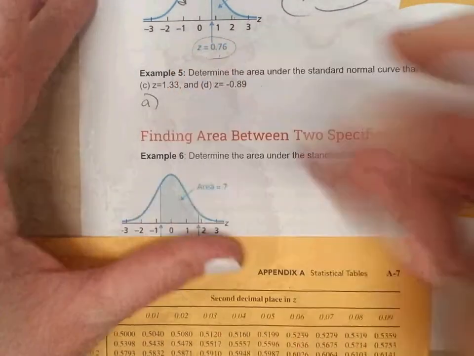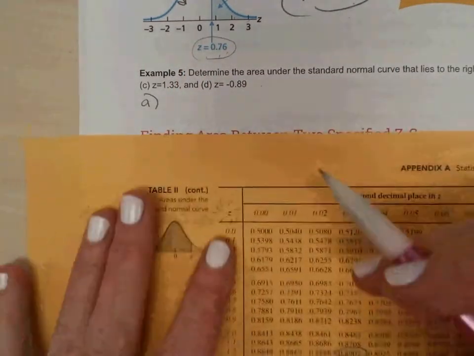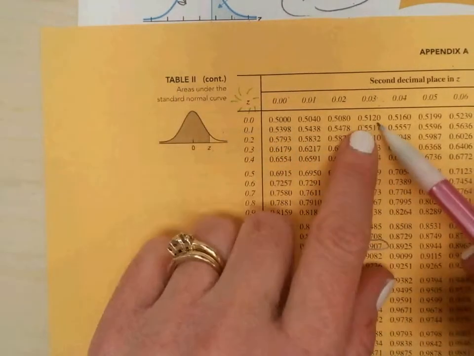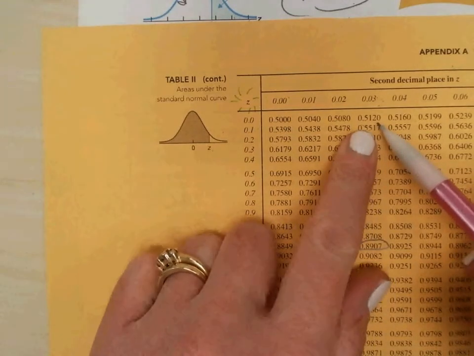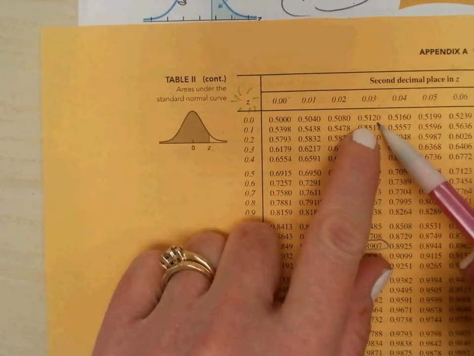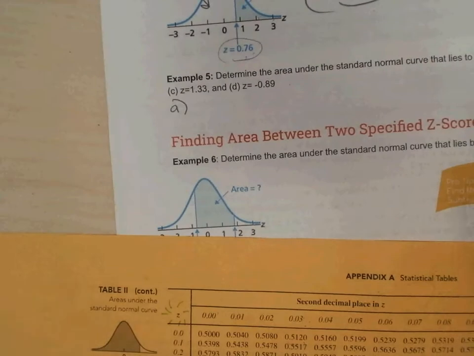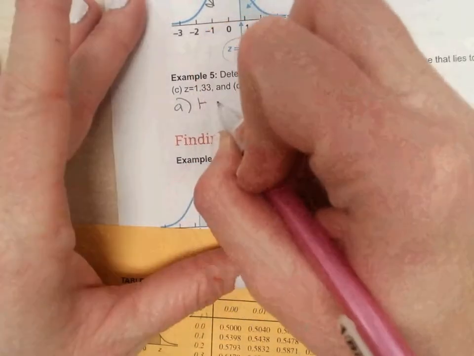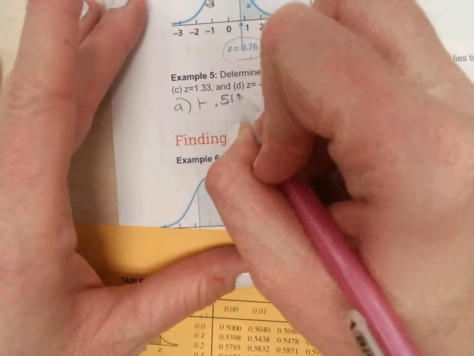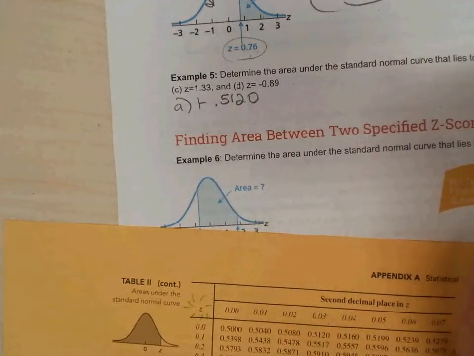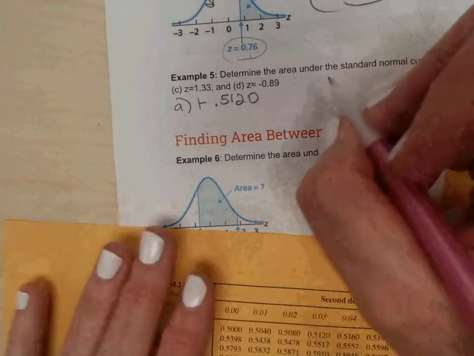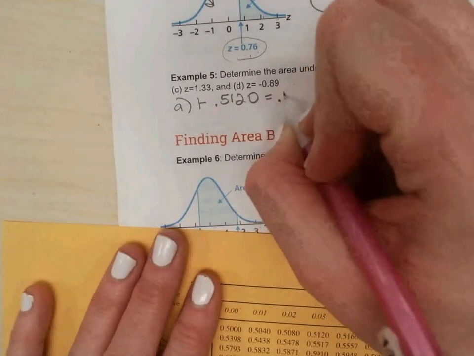So with a z-score of 0.03, I go to 0.0, go over to the 3, I get 0.5120. That's the area to the left. So I'm going to do 1 minus 0.5120, and I get 0.488.